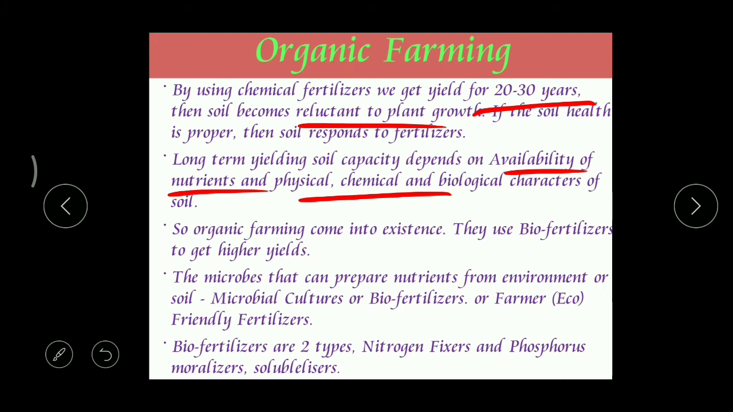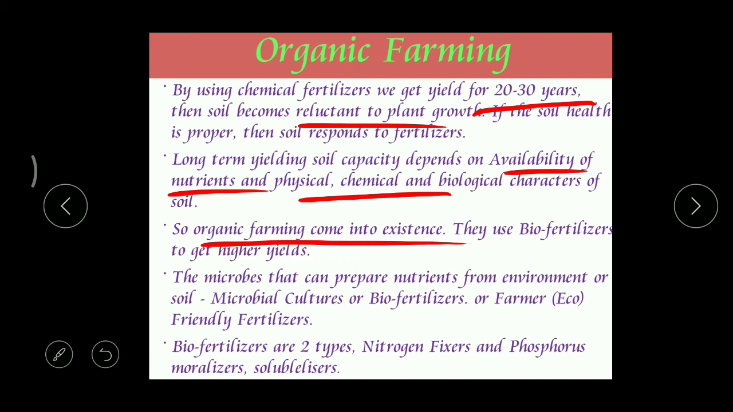Physical characters means its color, its softness, whether it is a sandy type or a rock type. Chemical means which salts are present in the soil. And biological characters means what kind of microorganisms are present in the soil. So on these two factors, the long-term yielding capacity of a soil depends. In order to increase the fertility of the soil, organic farming came into existence.